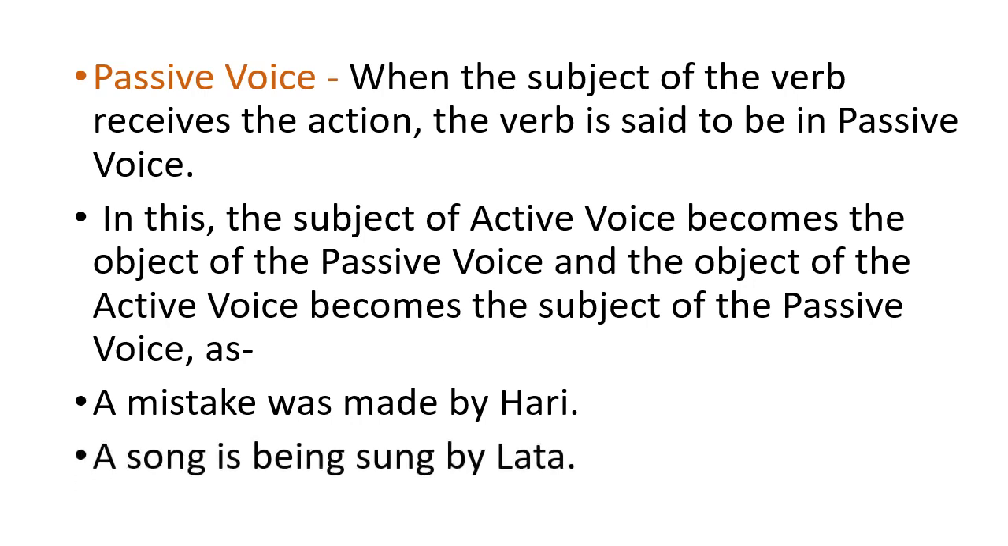A song is being sung by Lata. The actual sentence in active voice was Lata is singing a song. So here a song was the object there and Lata was the subject there. Here a song has become our new subject, whereas Lata has become our new object. Being, the be plus ing form of the verb, has been added over here, and then the third form of the verb, which is given with by. By is the preposition which is to be added in passive voice. So here a song is being sung by Lata is our passive voice.